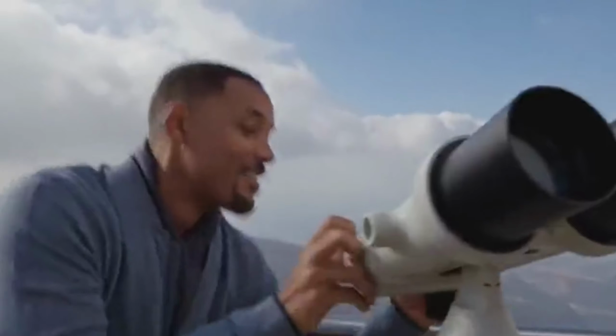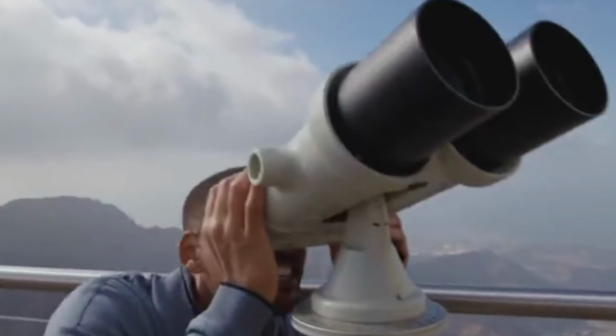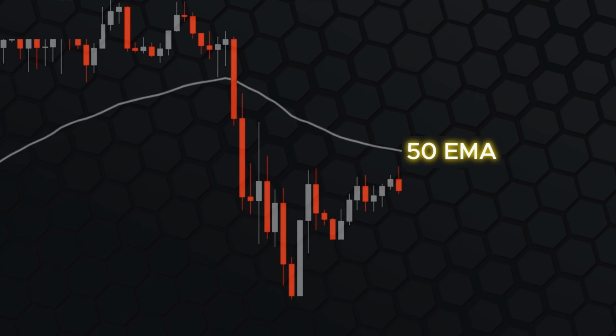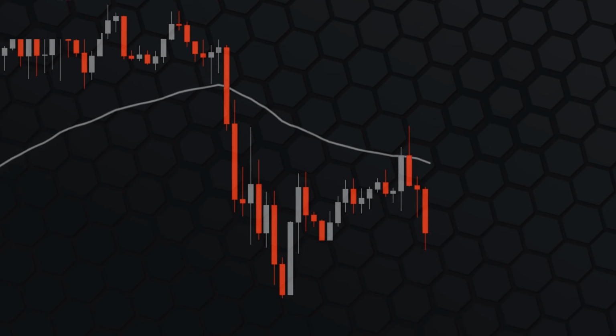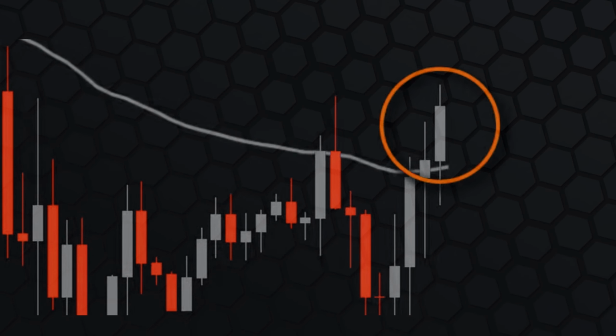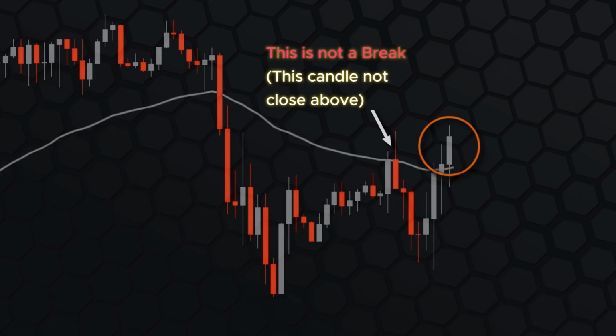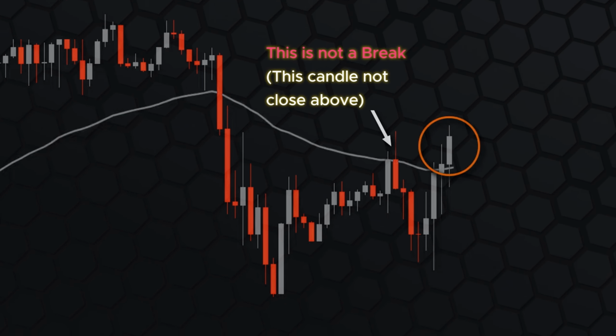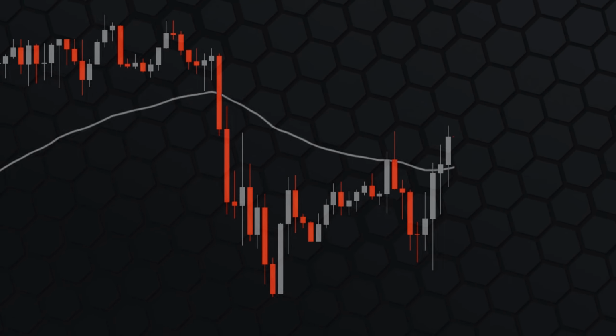So, what we're looking for is a chart where the price is moving below the 50 EMA, such as in this chart for example. The strategy starts once the price breaks above the 50 EMA and a candle closes above it, as you can see in this chart. So the first step of the strategy is complete, a break above the 50 EMA. Then, we're going to wait for a pullback.